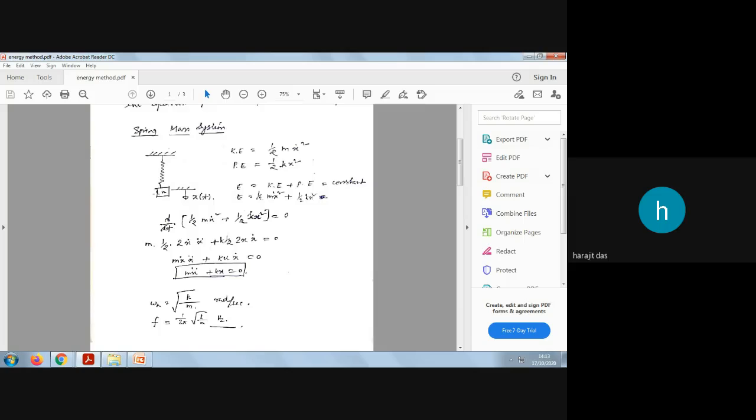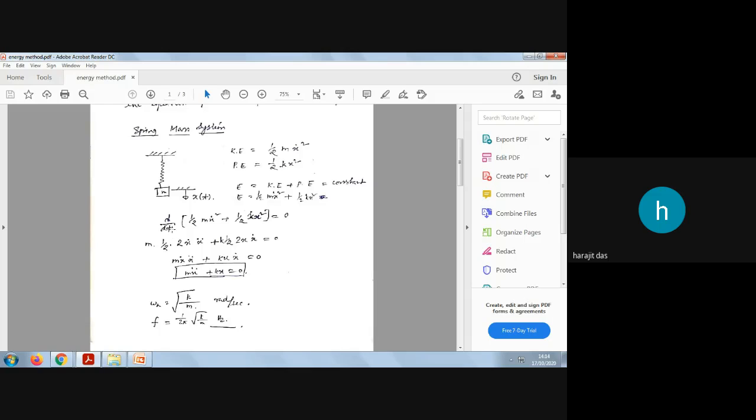There may be air resistance, but we are not considering that extra amount of energy. Only these energies directly related to the system. If you differentiate this total energy with respect to time, it will be equal to 0, isn't it? So d by dt of E will be equal to 0 because E is constant. If you differentiate any constant term, you will get the value as 0.